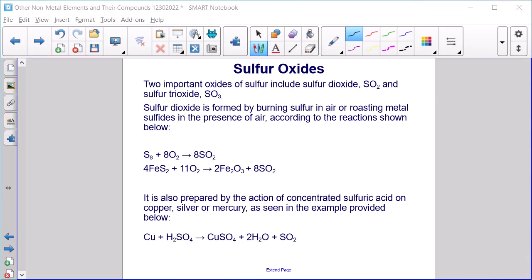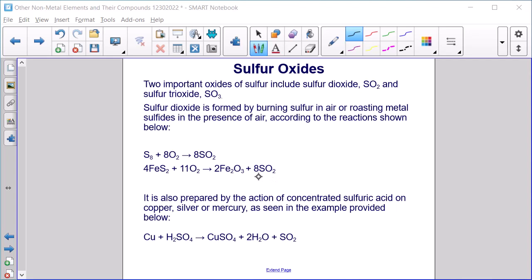Sulfur oxides. Two important oxides of sulfur include sulfur dioxide, SO2, and sulfur trioxide, SO3. Sulfur dioxide is formed by burning sulfur in air or roasting metal sulfides in the presence of air, according to the reactions shown below. So the sulfur in the presence of oxygen, this burning, will generate this sulfur dioxide, or roasting metal sulfide. So here's a metal sulfide roasting in the presence of oxygen in the air to produce sulfur dioxide.